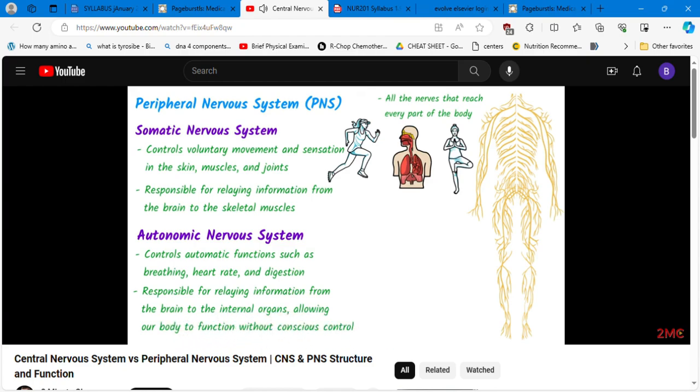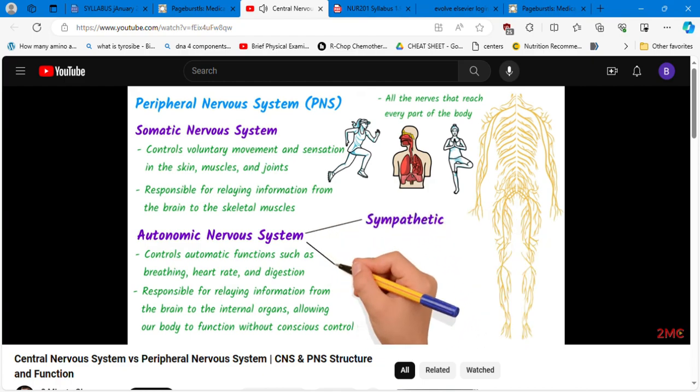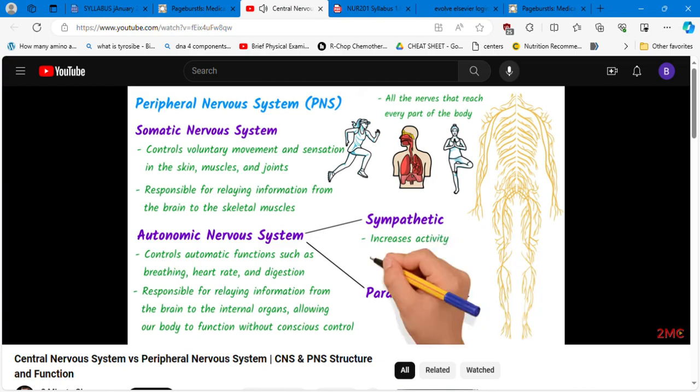The autonomic nervous system is further divided into two branches, the sympathetic and the parasympathetic. These two branches work in opposite ways. The sympathetic branch increases activity to the organs, and the parasympathetic branch decreases activity to the organs.